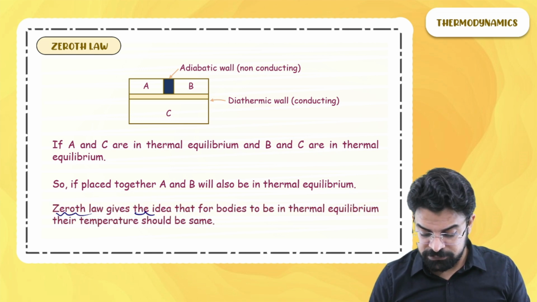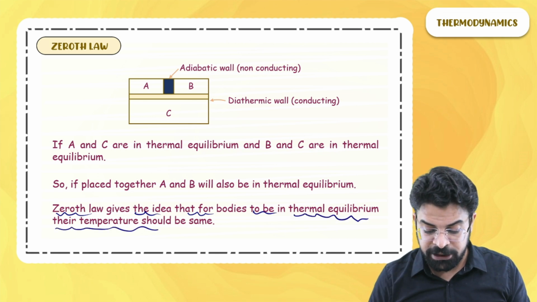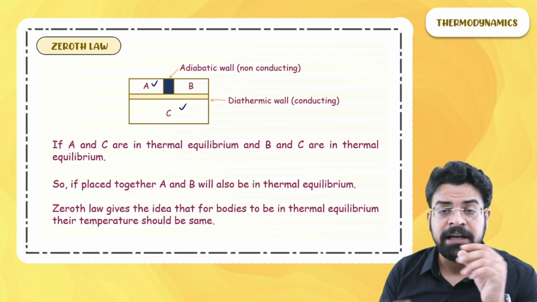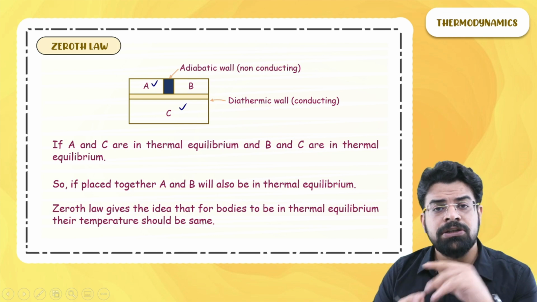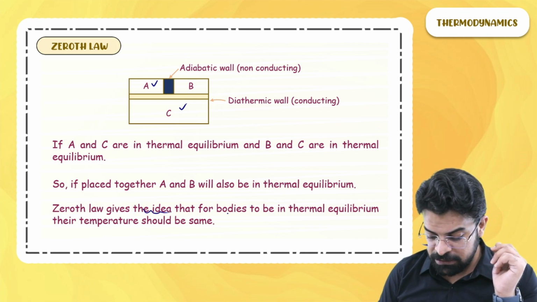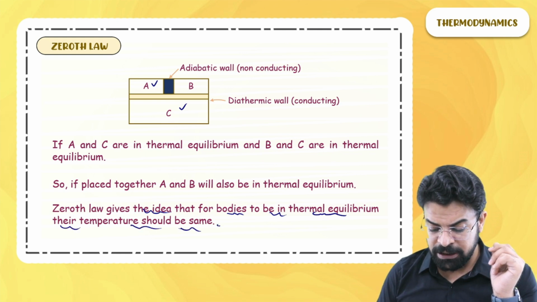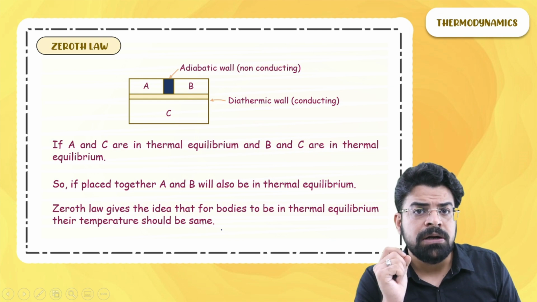The zeroth law gives the idea that for bodies to be in thermal equilibrium, their temperature should be the same. So whenever we say that A and C have attained thermal equilibrium, this means that both of them are now at the same temperature. So the zeroth law actually gives us the idea about temperature.